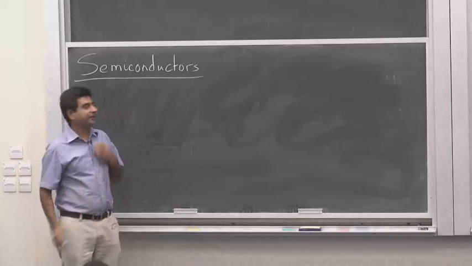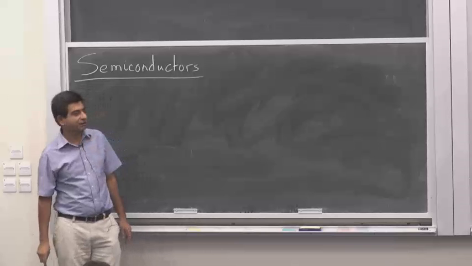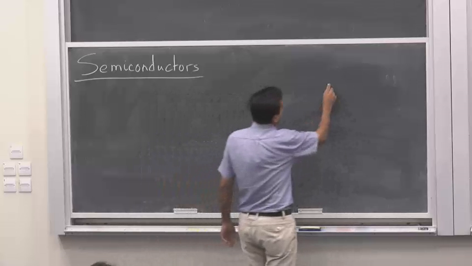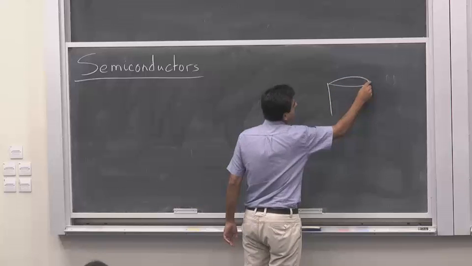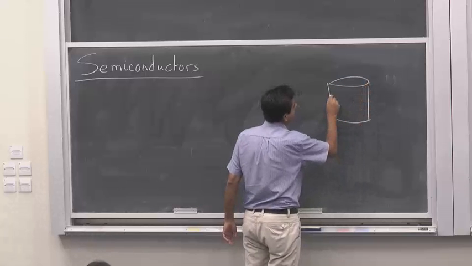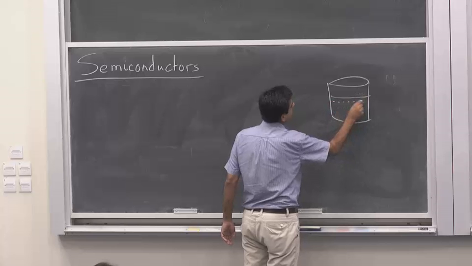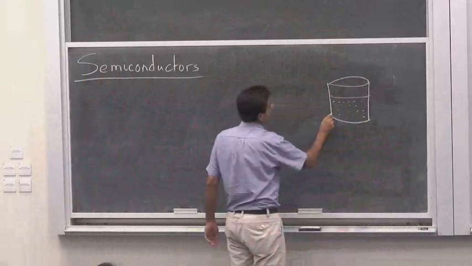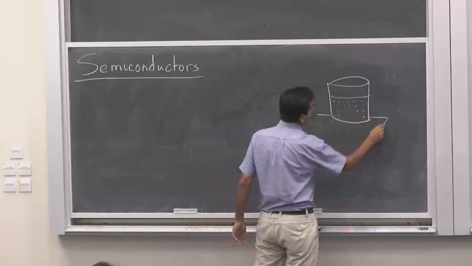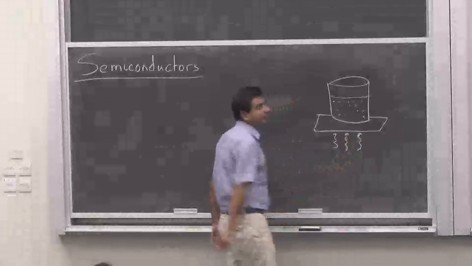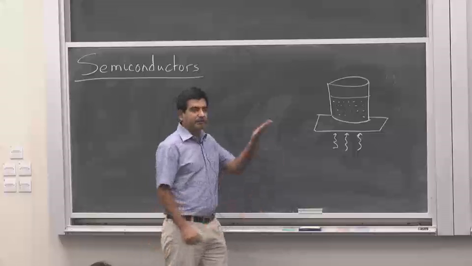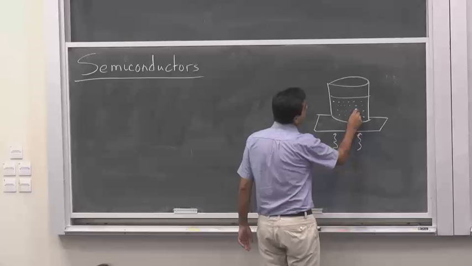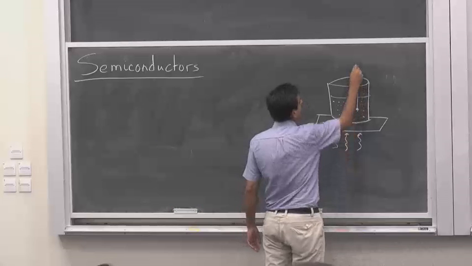So in the last lecture, I showed you a demonstration in which I had a beaker of water. This beaker of water was placed on a hot plate. Thermal energy was supplied to the hot plate. The temperature went up. The temperature was being monitored by a thermocouple.